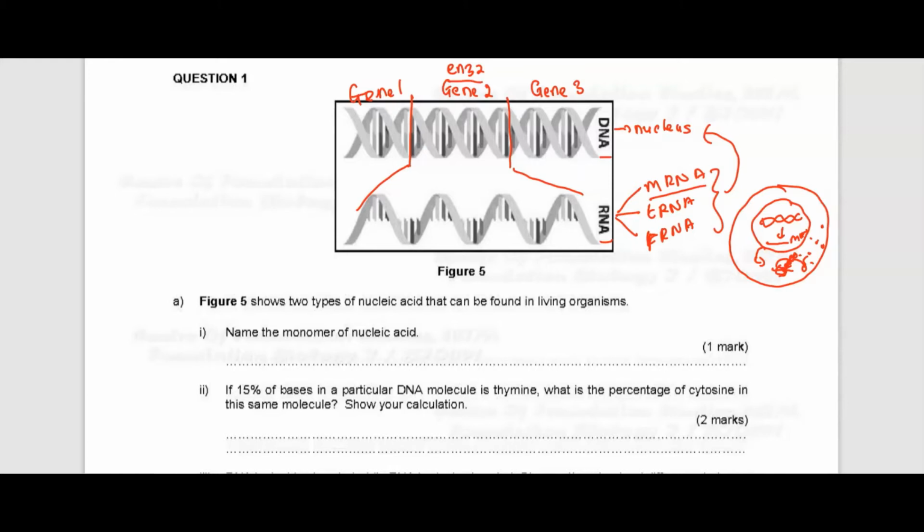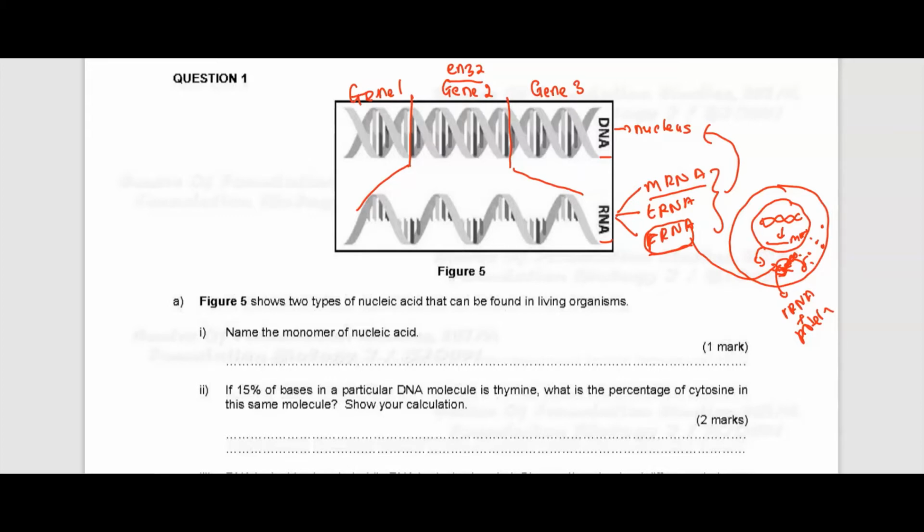Another RNA is ribosomal RNA. Ribosomal RNA is a component of the ribosome. Basically a ribosome is composed of RNA and also protein. Alright, so that is just a basic understanding of DNA and RNA.